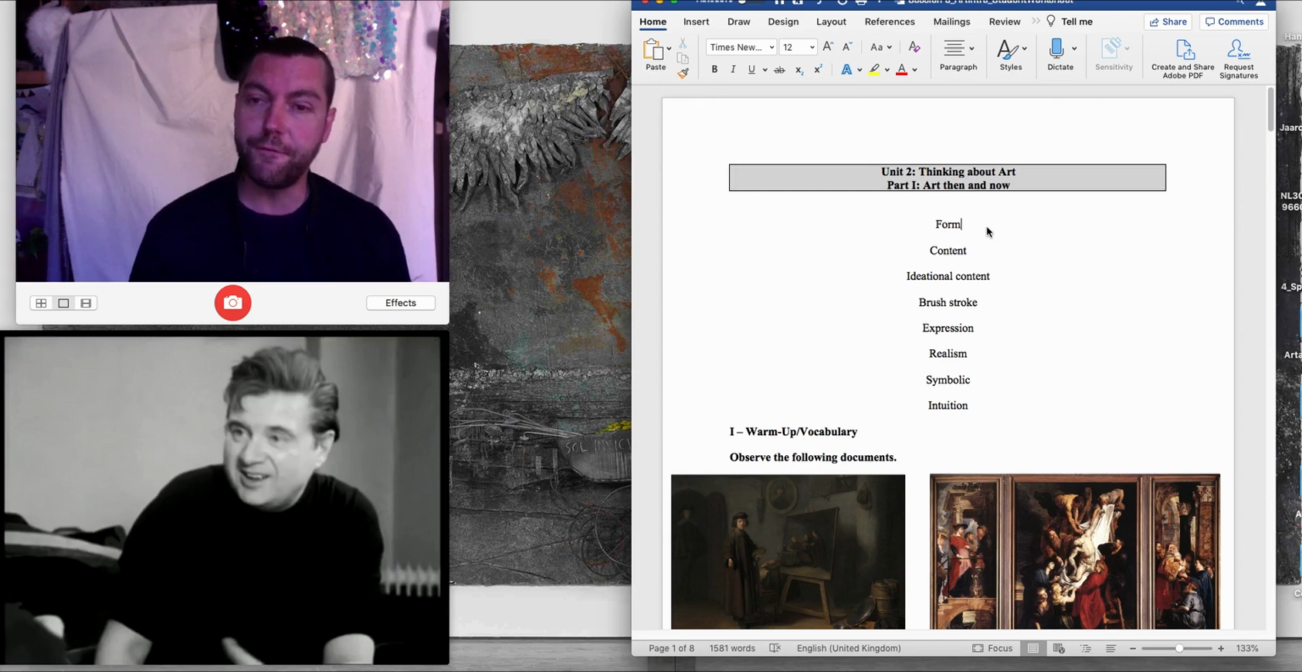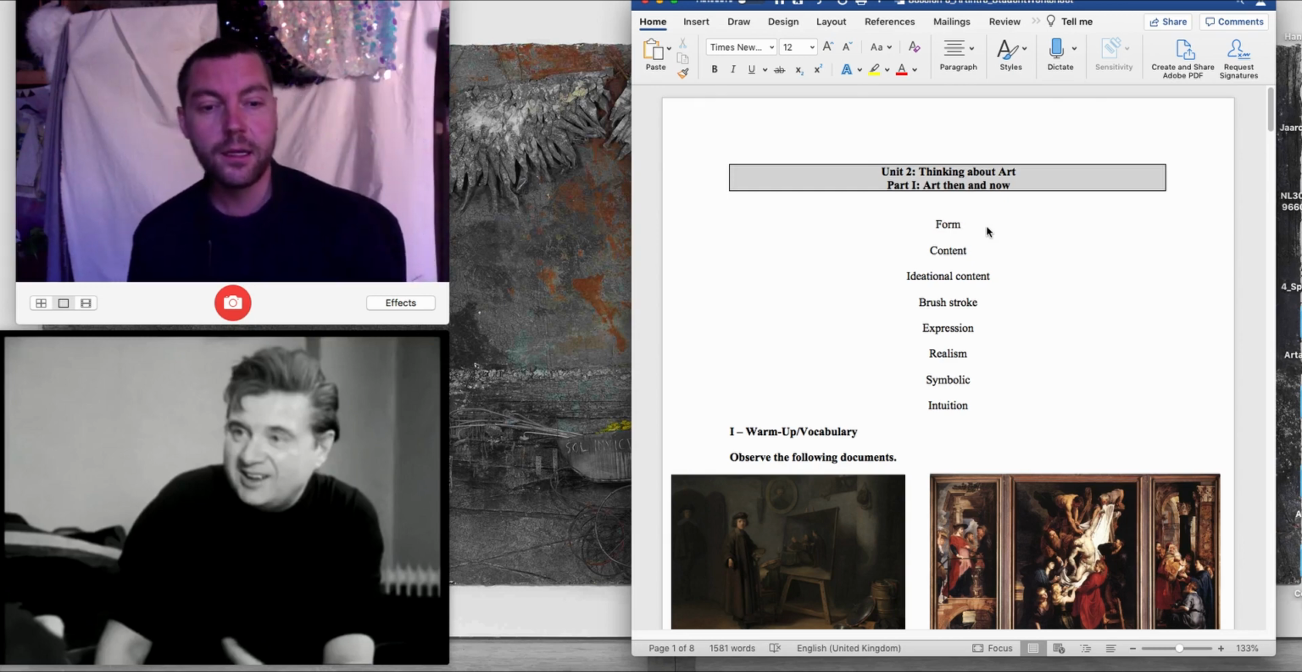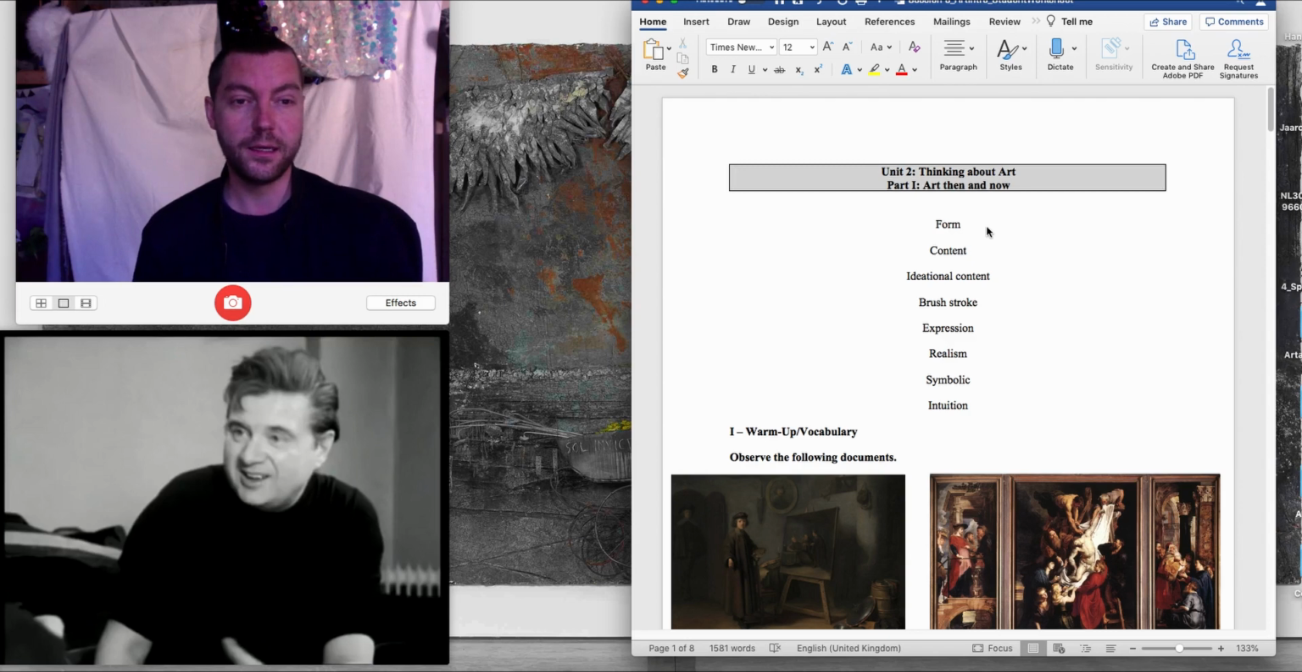So we'll be looking at form. So is it a painting? What shapes are in the painting? What figures are in the painting? We'll also be looking at the content. So what is the painting depicting? What is it representing? What colours are being used? And in what manner are those being used?